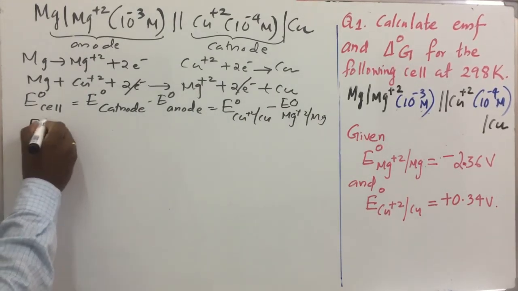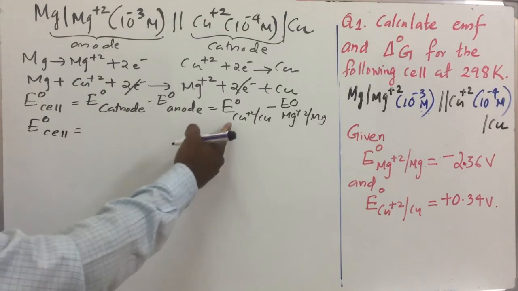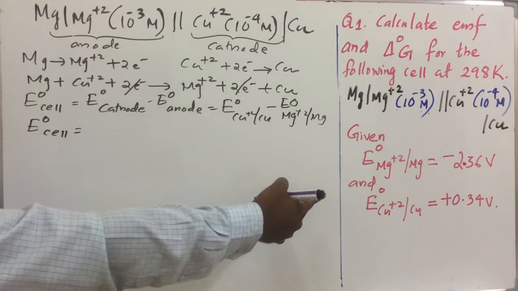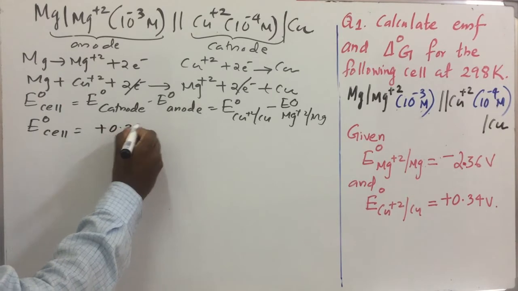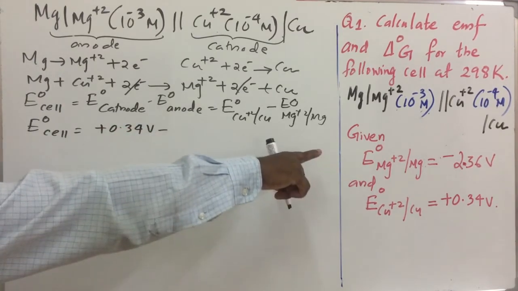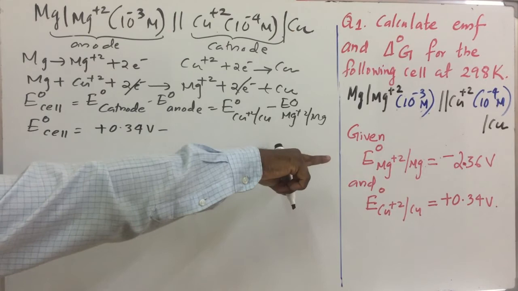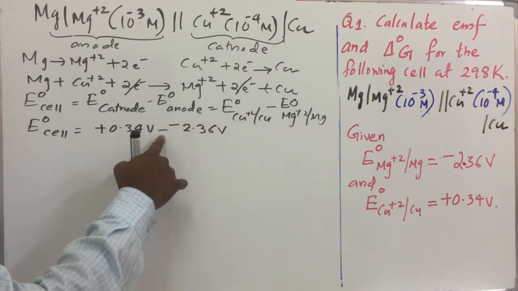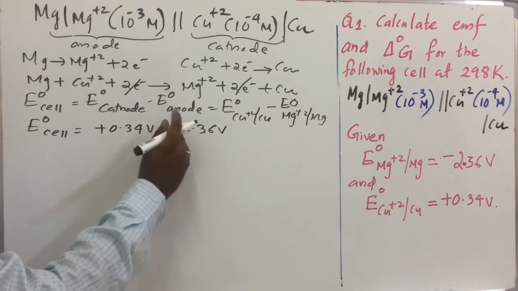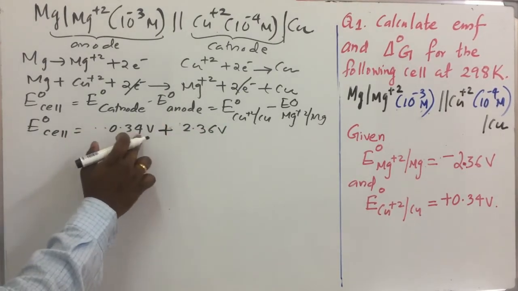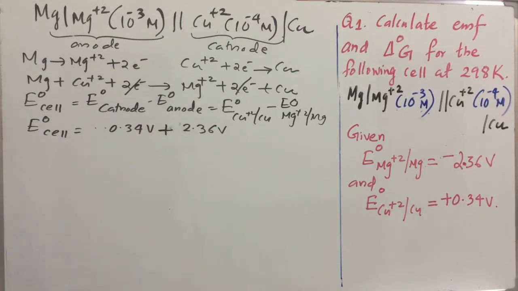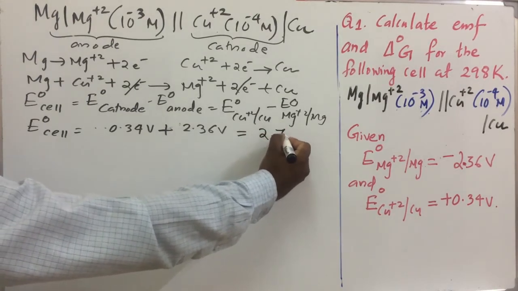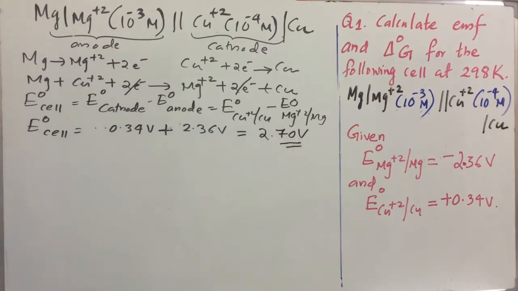Then E0 cell is equal to the reduction potential of Cu+2 | Cu, which is given as 0.34 volt, minus the reduction potential of Mg+2 | Mg, which is minus 2.36 volt. Minus and minus become plus. Then 0.34 volt plus 2.36 volt. What is the value? 2.70 volt. So 2.70 volt is E0 cell.